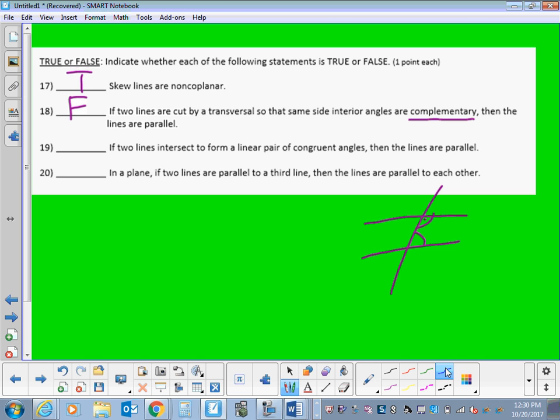All right, 19. If two lines intersect to form a linear pair of congruent angles, so let's say 1 and 2, a linear pair of congruent angles, then the lines are parallel. Two lines intersect. This is false. Doesn't even make any sense. In a plane, if two lines are parallel to a third line, then the lines are parallel to each other. This is true. Parallel is parallel.